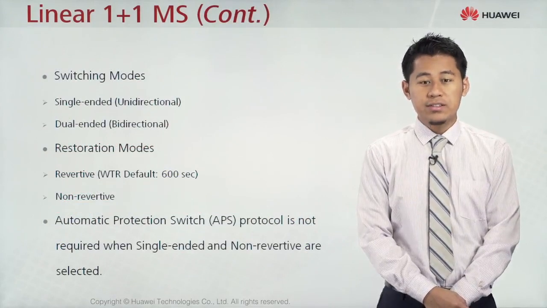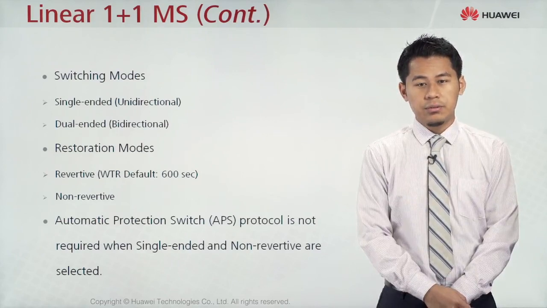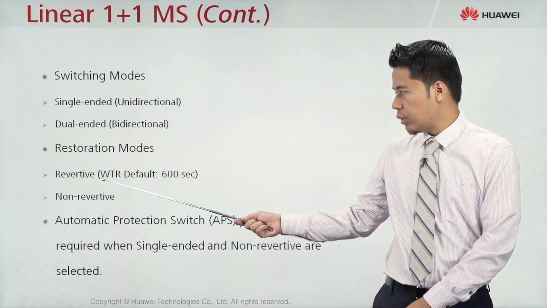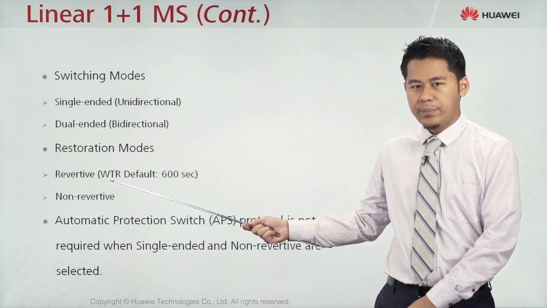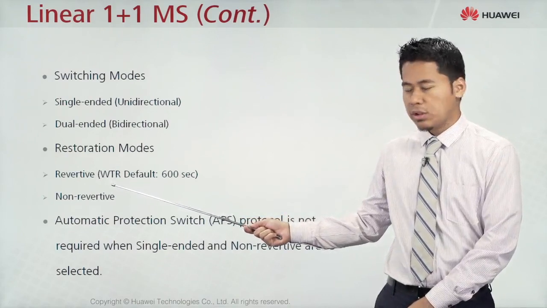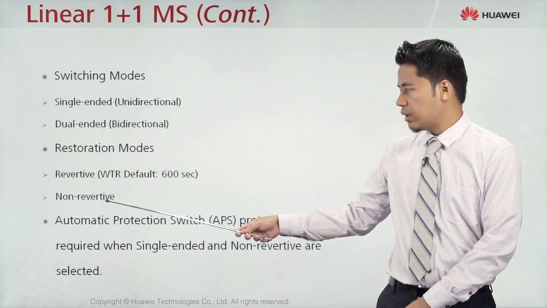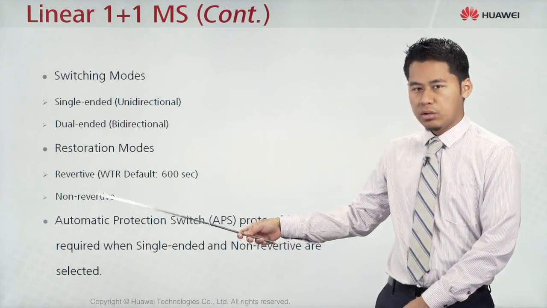The second one, we call it dual-ended, which is referred to as bidirectional. Not only that, restoration mode is also available in this protection. So for the second one, as you can see, we have a revertive mode. We need to set the WTR. WTR stands for wait to restore, which has a default of 600 seconds. Here we have a non-revertive mode, whereby they don't go back to the original.